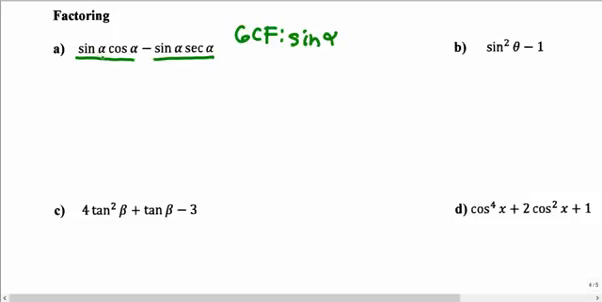And it's important that not only the trig function have the same name, but also the input must be the same. So we must have an alpha and an alpha in order for us to say that we have a common factor of sine alpha. So the input is also important. It must also match. So both of these terms have a common factor of sine alpha. So we'll factor out to the front that GCF of sine alpha. And on the inside, we would have left cosine alpha minus secant alpha.